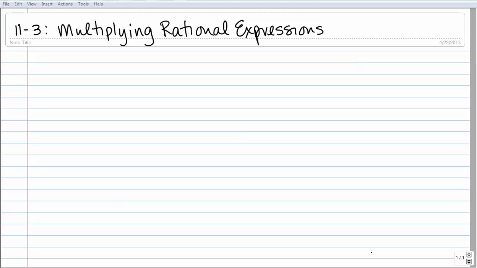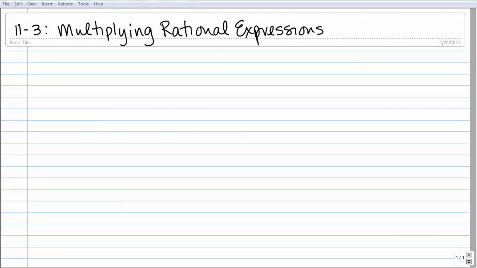Lesson 11-3 is on multiplying rational expressions. Recall that rational expressions are basically just fractions that have polynomials in the numerator and possibly in the denominator. And that to multiply fractions, we multiply the numerators across the top and multiply the denominators across the bottom.